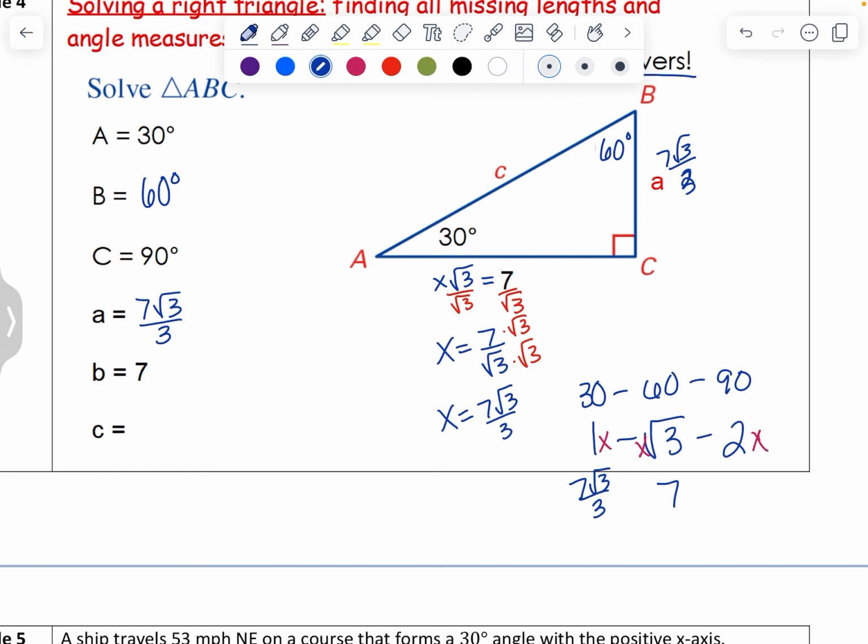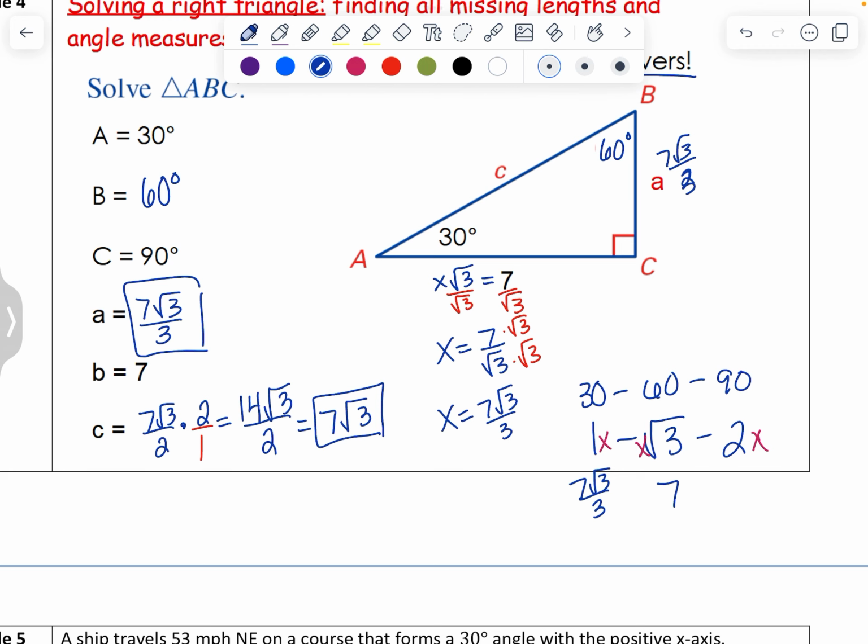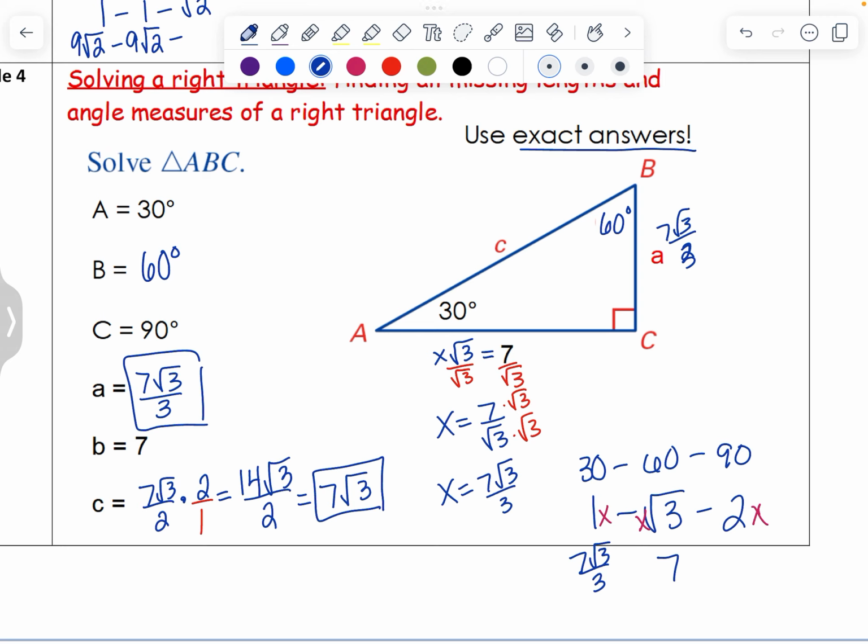Over 3. And so your hypotenuse is going to be 7 square roots of 3 over 3 times 2 because it's double. And remember, you take a fraction times a whole number, the whole number only applies to the top. So 7 square roots of 3 times 2 would be 14 square roots of 3 all over 3, which is going to simplify to just 7 square roots of 3. So there is our right triangle solved. So that one was a little bit tricky because you were given the long side and you had to work backwards to find the short side, which means you had to divide by the square root of 3 instead of times by the square root of 3.